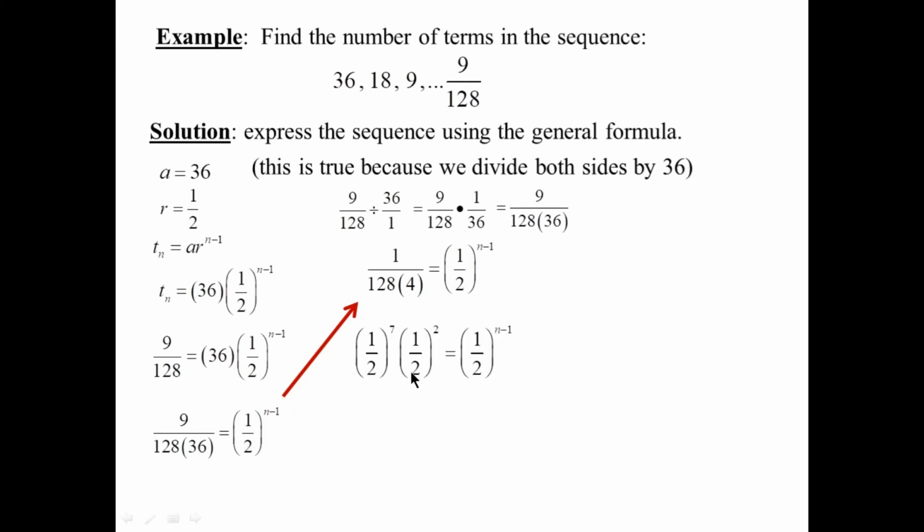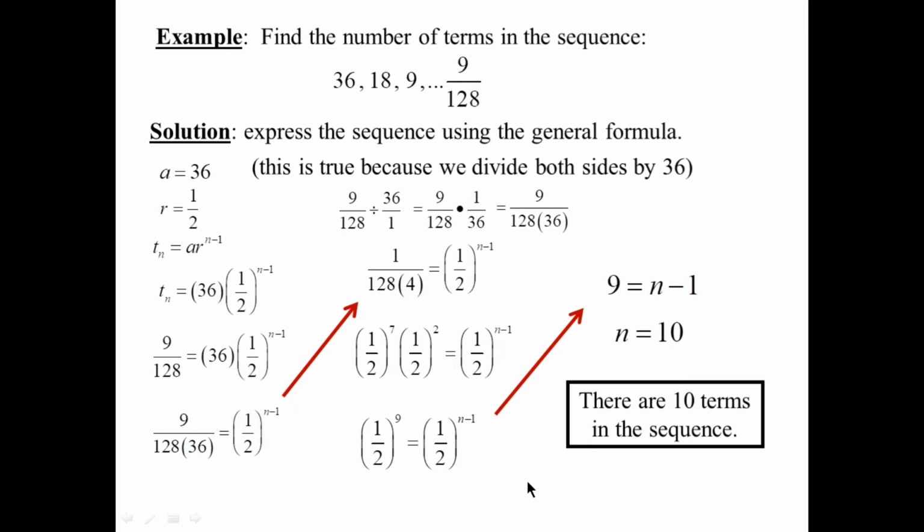And now on the bottom we have 1 over 128 is 1/2 to the 7, and 1/4 is 1/2 to the 2. And so this makes the left side 1/2 to the exponent 9. And why would I do that? Because now I've got the bases the same, and if the bases are the same, then the exponents have to be the same. So 9 has to equal n minus 1, and I know that n equals 10, and I can state that there are therefore 10 terms in this sequence.